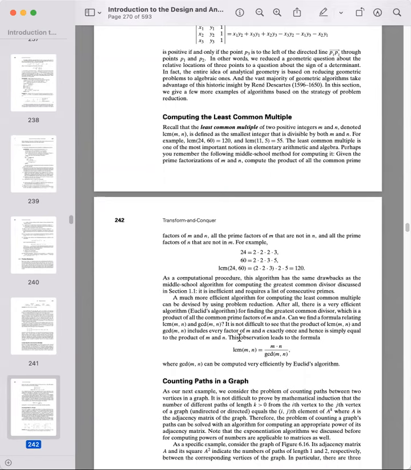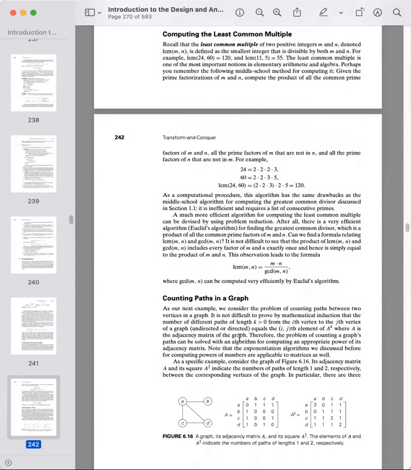But we can convert it via this formula to a GCD, for which we already have a good algorithm. If we're trying to find the LCM of m and n, we can redefine it as m times n divided by the GCD of m and n. We know m, we know n, and we have good algorithms for getting the GCD of m and n. We can then calculate the LCM this way. We transform it into a different problem to solve it.